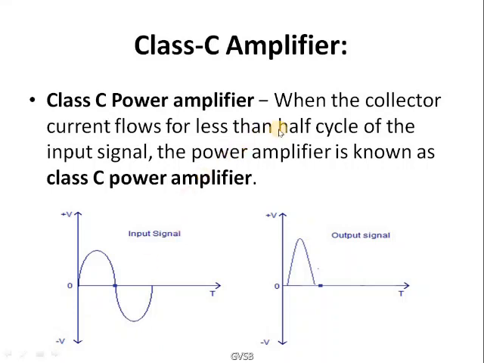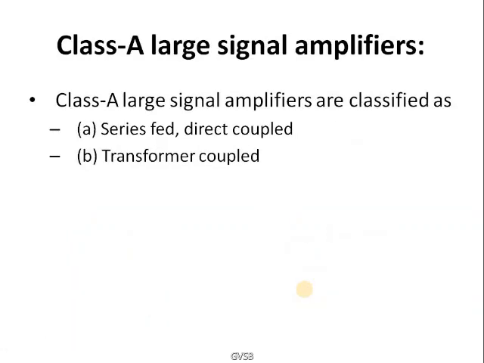In Class C type of power amplifier, the output collector current will flow for less than one half cycle, which means that less than a half cycle is produced at the output. So here we can see the input half cycle is this, and if you see the output half cycle, it is producing less than 180 degrees. Okay, these are all the classifications of power amplifiers.